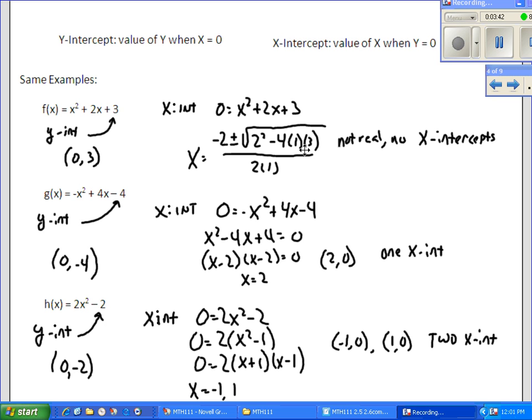But if we're actually looking for the x-intercepts, we're only interested in real solutions. So in this case, we could just stop and say no x-intercepts.